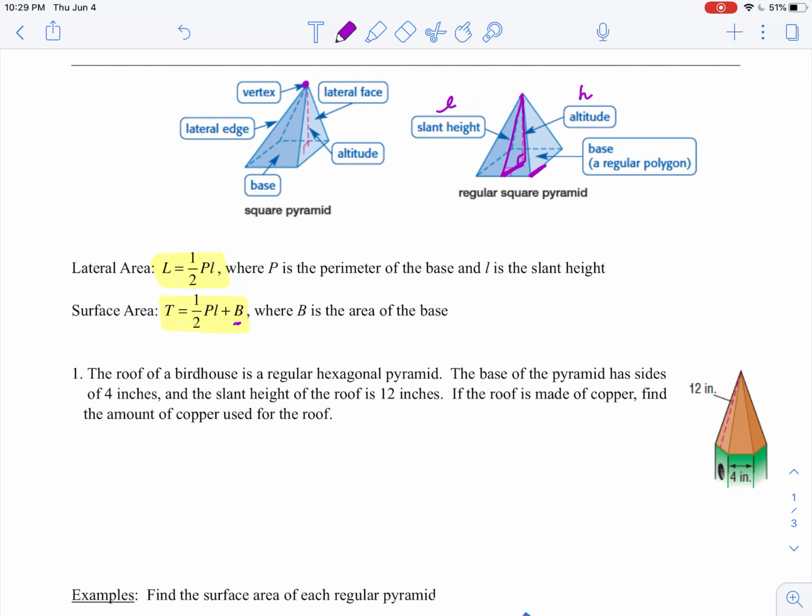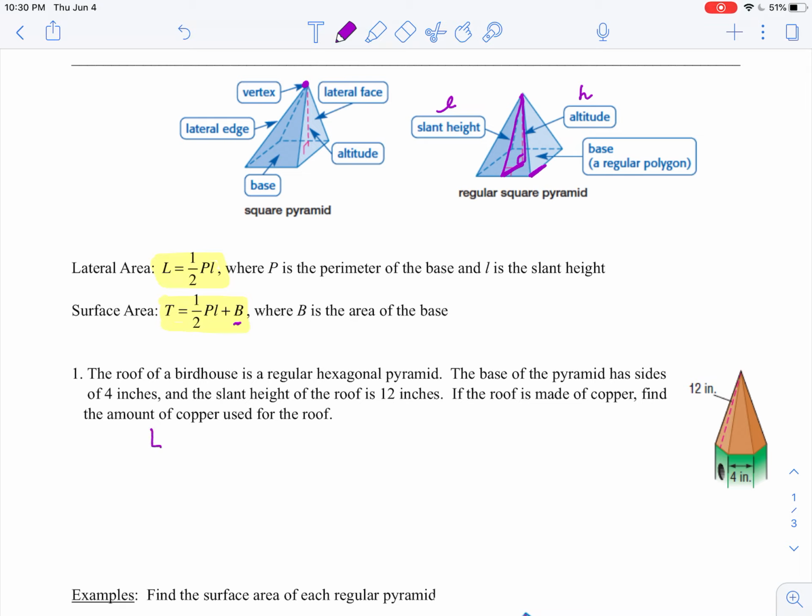If you take a look at question number 1, it says the roof of a birdhouse is a regular hexagonal pyramid. The base of the pyramid has sides of 4 inches and the slant height of the roof is 12 inches. If the roof is made of copper, find the amount of copper used for the roof. So first we need to know that we're calculating lateral area. When they cover the birdhouse in the copper, they're not going to put a base on it.